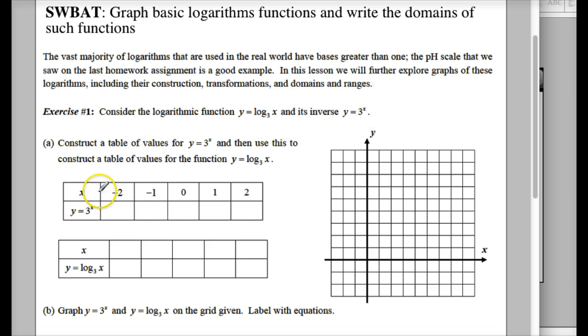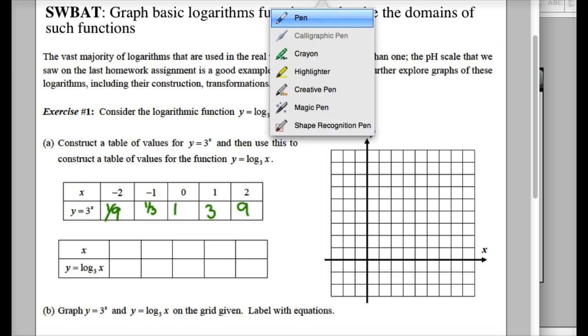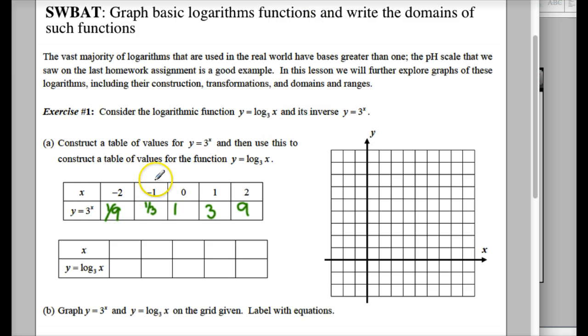So the first thing I want to do is put this in the calculator. Once you put this in the calculator on your graph, you're going to plot these points. So it's actually going to be 1 over 9, 1 over 3, 1, 3, and 9. Now, because these are inverses of each other, remember what happens if they're inverses. We know that they switch. So my x and y switch. So in this case, my x is going to be 1 over 9, and then my y, my output, is going to be negative 2.